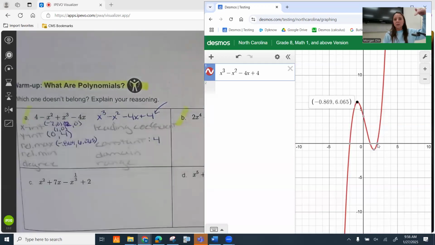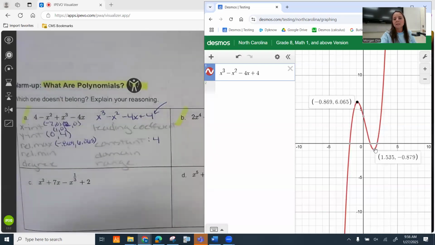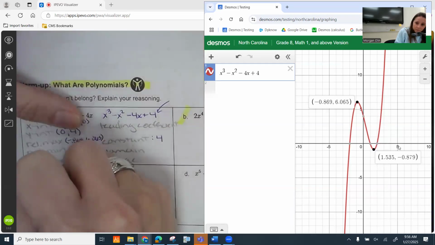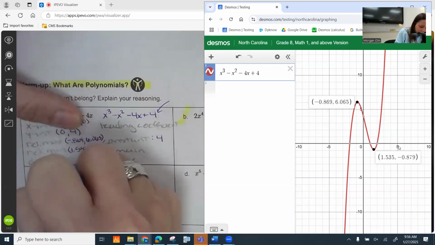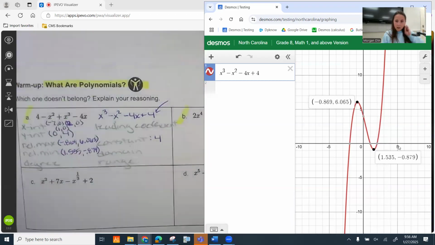Now, min is when it decreases and then it increases. So it's got this low point. It's not the actual lowest point on the graph because this keeps going, but we call it relative, all right, because it looks like it could be. So 1.535 and -0.879, like that.